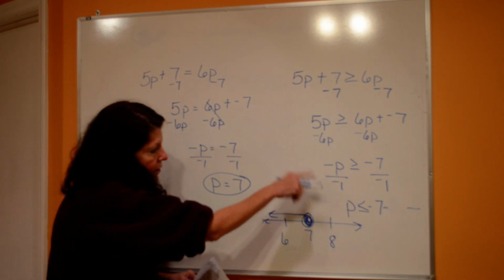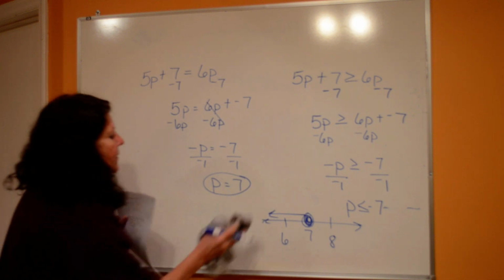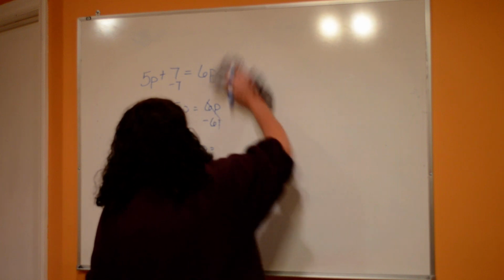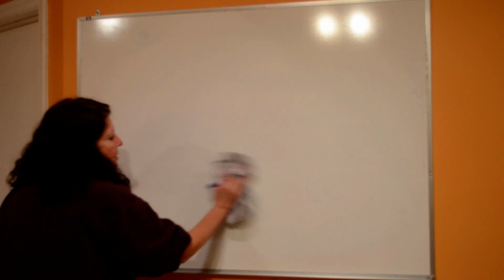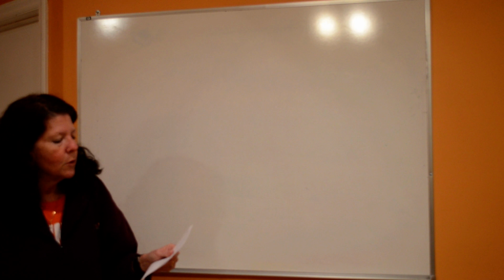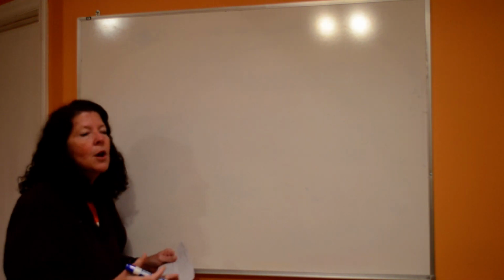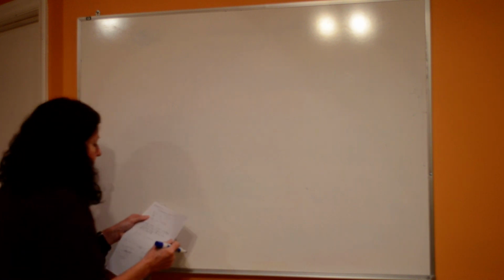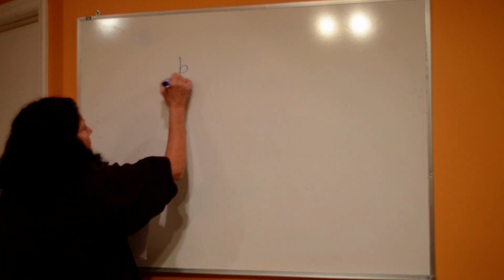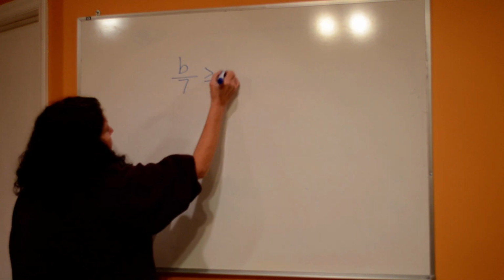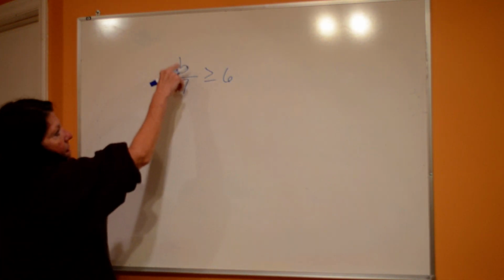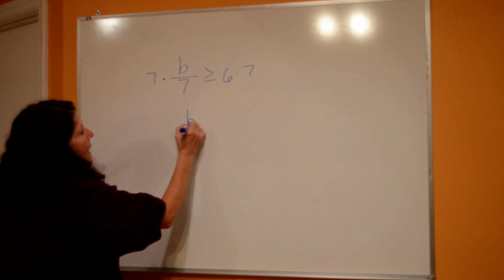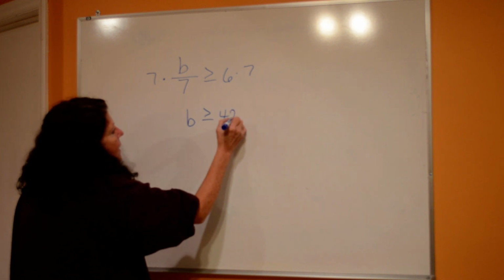That brings us in to more with our multiplication and division, because our rule is involved in both multiplication and division. That rule being the one that I just stated, that if you multiply or divide by a negative number to solve the problem, then you must switch the direction of the inequalities. This one, b over 7 is greater than or equal to 6. You know that if something is divided, that the way to get rid of it is you multiply. So I have b is greater than or equal to 42.